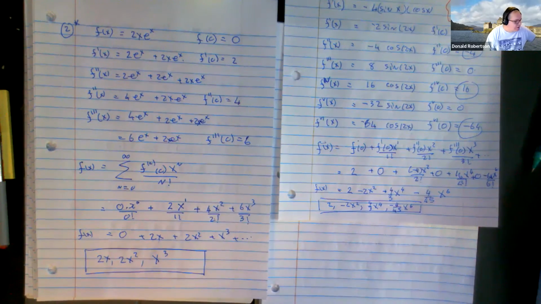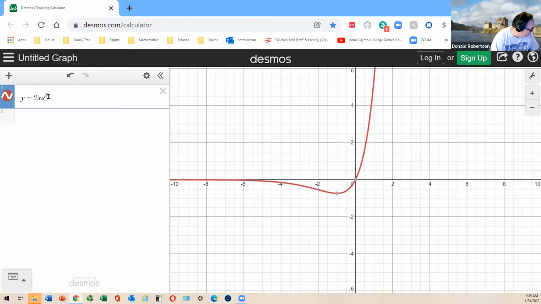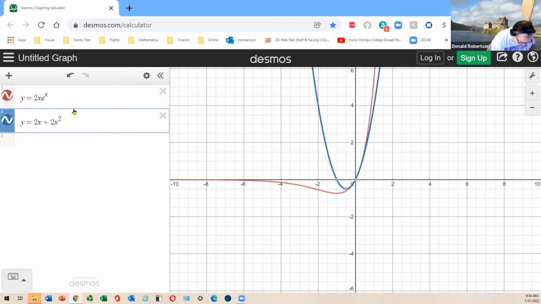Right, almost there. Got it. Right, now, see which ones we have. So I'm going to do 2x e to the x. So in here, y equals 2x e to the power of x. That was the original function. Got an interesting kind of curvature to it. And the guy that we had was y equals 2x plus 2x squared and plus an x cubed.